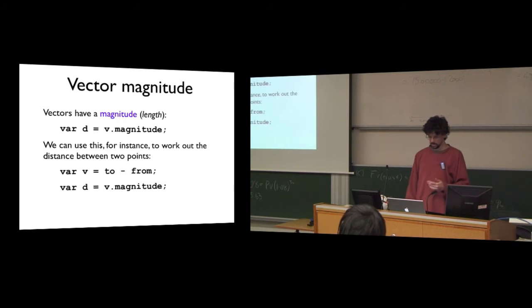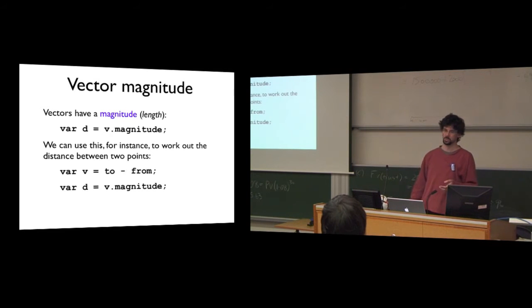I won't go into that. There's also a property called square magnitude. It's actually faster to calculate the square magnitude than the magnitude, but you don't really care about that, so we'll move on.